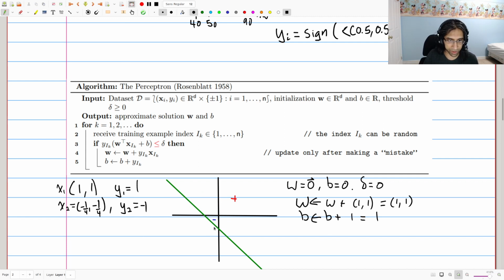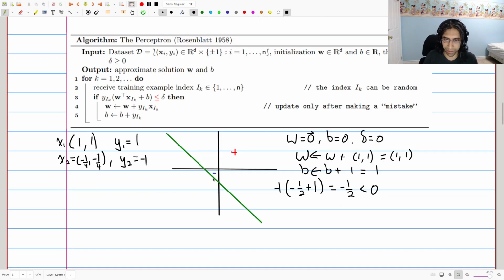And more precisely, how do we know we made a mistake there? Well, all you do is the inner product of w and x. Because we have 1, 1 and -1/4, -1/4, we have -1/2, and then plus b is 1. And then we multiply this by the yi, that's times -1. So this is going to be equal to -1/2, which is less than 0. So therefore, we made a mistake. And what we get now is we have to do another update.